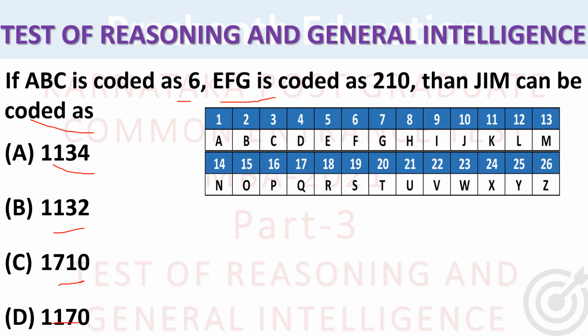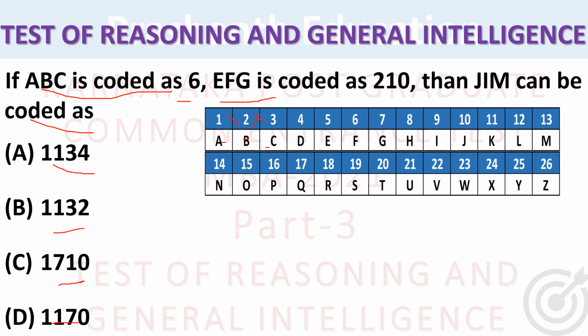Better, whenever you see any number associated with alphabets, you need to take the alphabet's position as a number, either forward or backward. Now let's look at this. ABC is coded as 6. A B C is 3 2 1. So if I want to make this 6, the only way I can do it is to multiply.